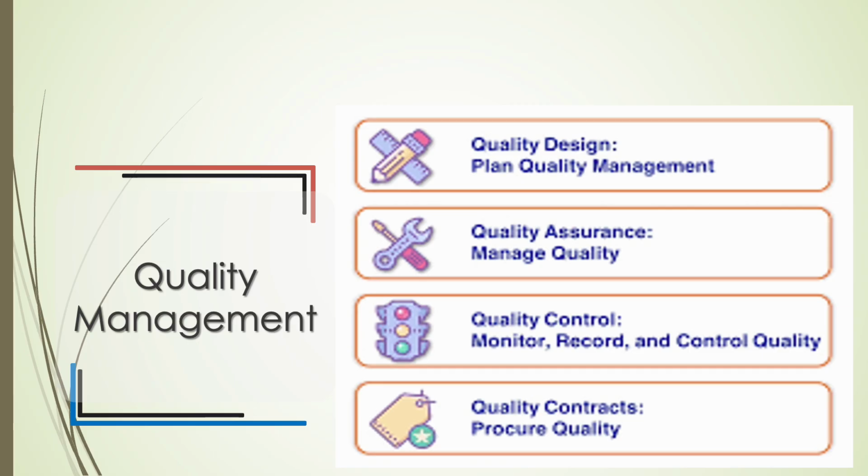The quality image is a simple and clear breakdown of quality management processes. Quality design, which focuses on plan quality management and identifying quality requirements and standards upfront. Quality assurance, which focuses on managing quality and applying processes to ensure quality standards are being followed. Quality control, which focuses on monitor, record, and control quality. That includes inspect, measure, and verify outputs meet quality requirements. Quality contracts, which focuses on procure quality and ensures vendors and external suppliers meet your project's quality standards.